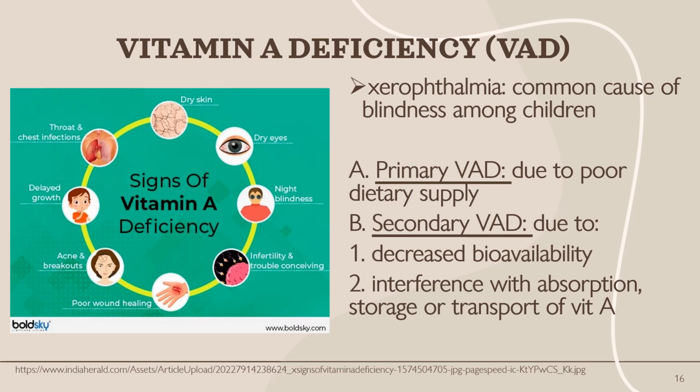Now, how does the vitamin A deficiency present? Again, it could present with blindness, specifically at night, because vitamin A basically helps your rhodopsin, which is your photosensitive pigments in the retina, which are responsible for our night vision. Okay. Aside from that, you can experience also dry eyes, infertility, poor wound healing, acne, or other skin problems. For children, delayed or impaired growth and development. You may also be prone to throat and chest infections and dry skin, as well as dry eyes.